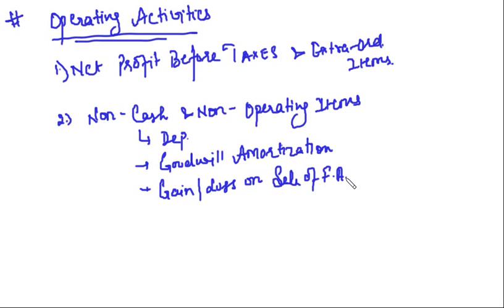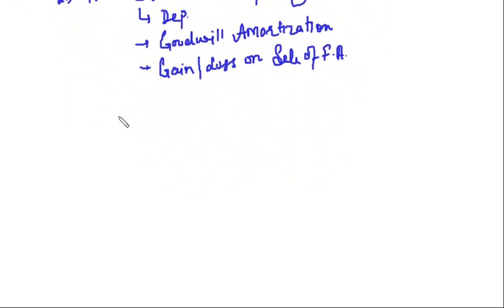Here we discuss two conditions. The first is to identify whether the item is operating or not. The second thing is whether that item involves the actual cash inflow or outflow or not. Clear? So this is how we adjust the non-cash and non-operating items. Then what is the third step? Working capital changes.